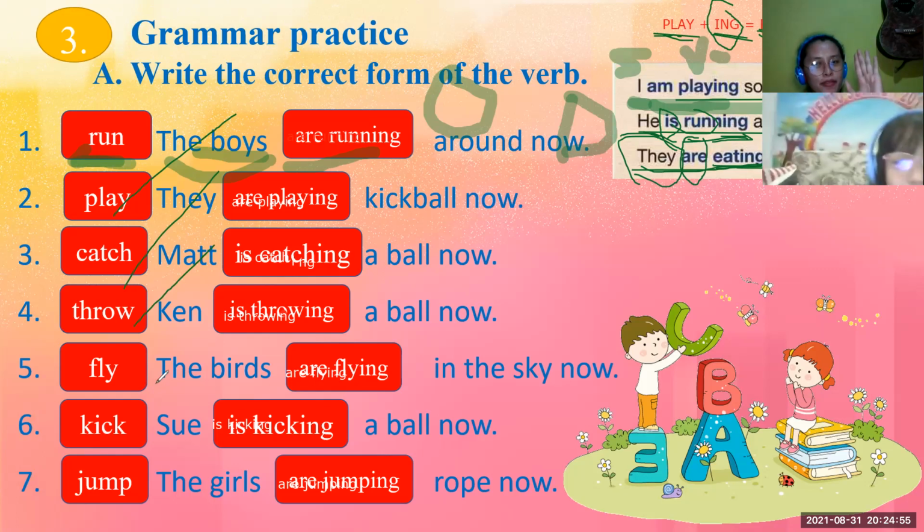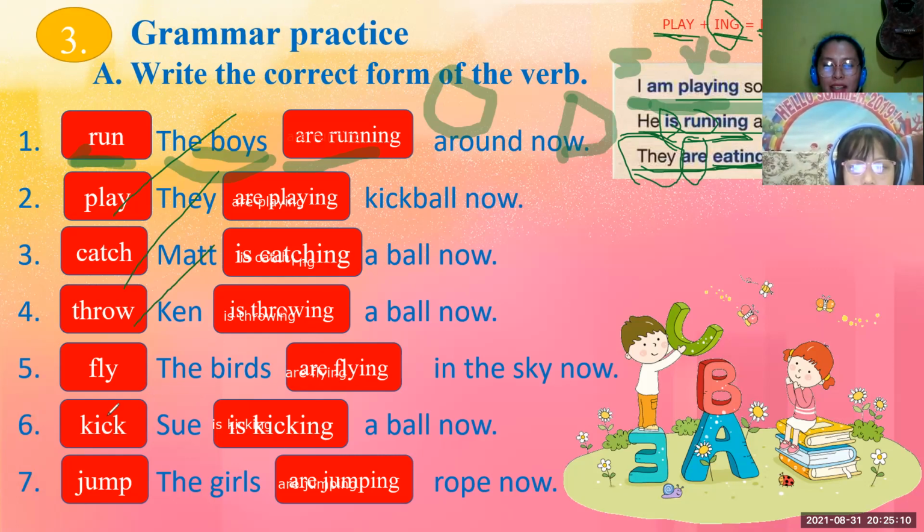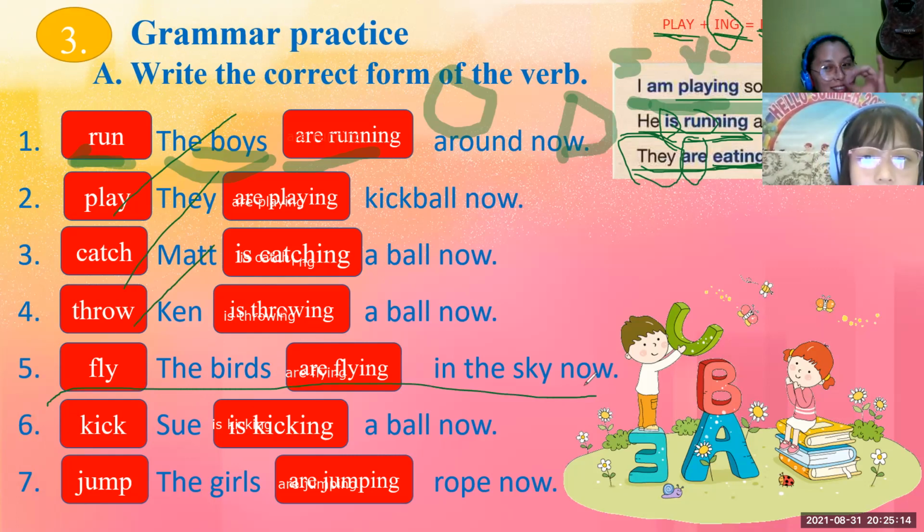Okay, number five. Fly. What happened to fly? The birds. Okay, what is it? Number five there. Can you see number five? Okay. The birds are flying in the sky now.